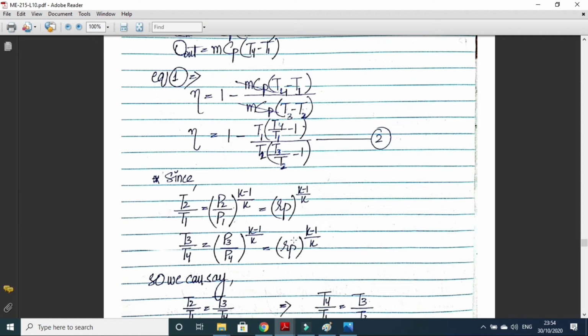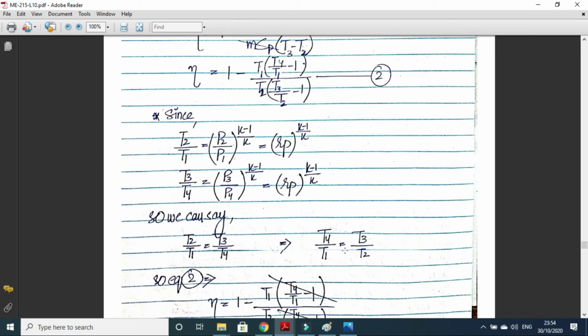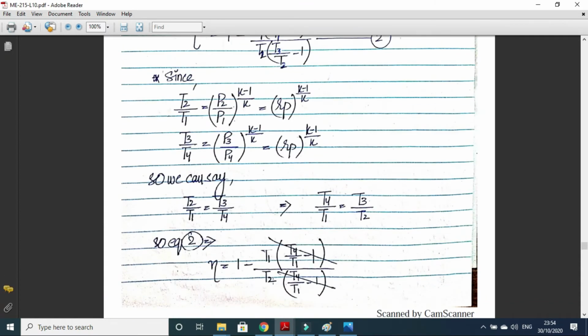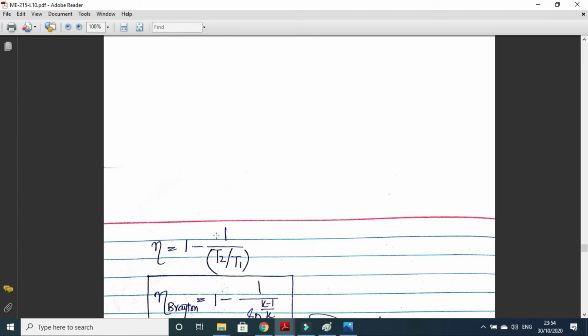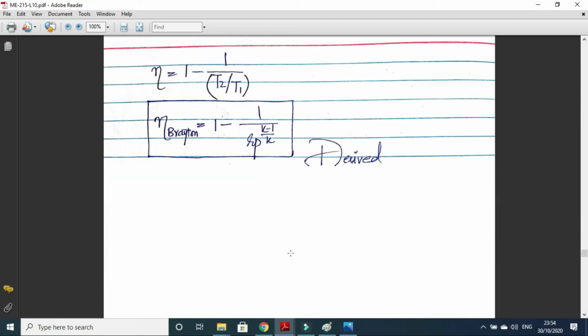Left hand sides are the same, so we can compare the right hand sides. T2 upon T1 will be equal to T3 upon T4. We can write T4 upon T1 is equal to T3 upon T2. So this thing will be cancelled out. We will be left with 1 minus T1 upon T2. It can be written as 1 minus 1 upon (T2 upon T1). And T2 upon T1 is Rp to the power (K minus 1) upon K. So the efficiency of the Brayton cycle depends on two parameters. One is Rp, the pressure ratio, and K, the specific heat ratio.